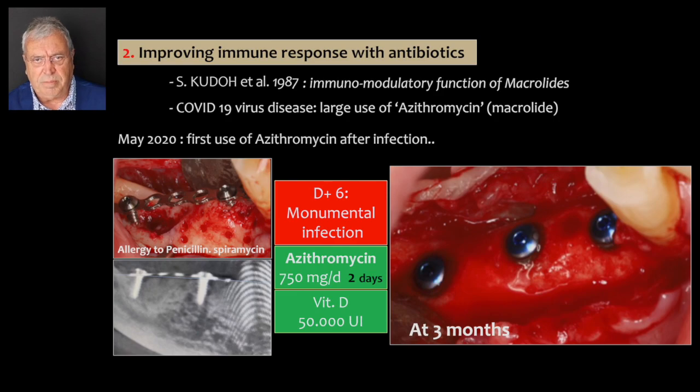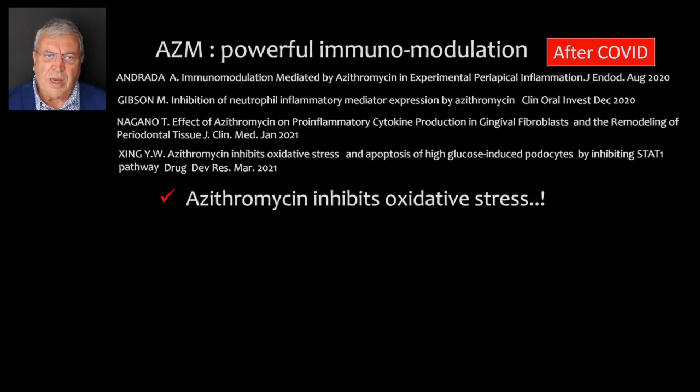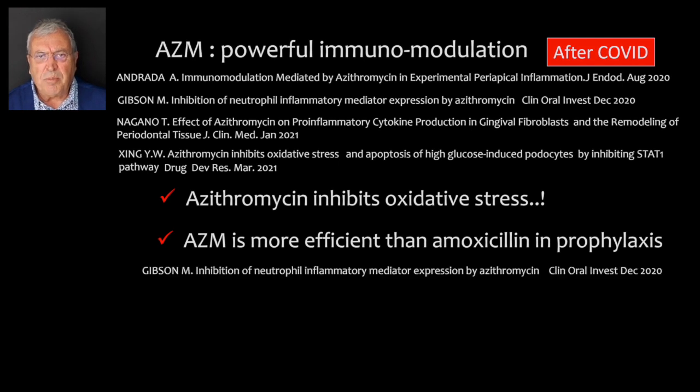3 months later. Then we need to understand, we have 2 kinds of literature. Literature after the COVID and literature before the COVID. Literature after the COVID is showing that azithromycin inhibits oxidative stress. Now we understand why we made this kind of case. Azithromycin is more efficient than amoxicillin in prophylaxis. Interesting.